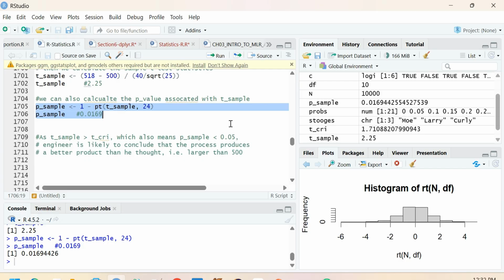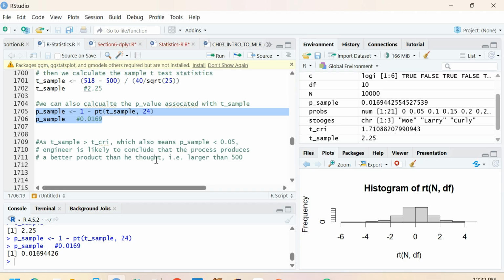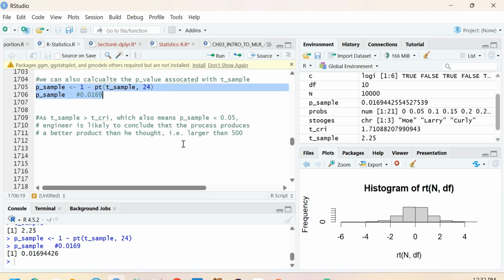We say that actually the mean value is much larger than 500 from this t-test, right?